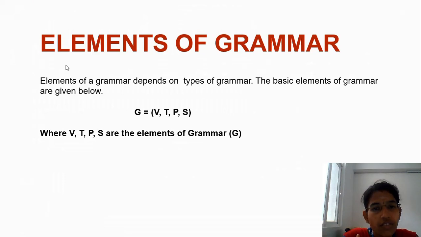Now, what are the elements used to make the grammar rules? There are 4 parts in a grammar: variables, terminals, production rules, and S for the starting symbol. The elements of a grammar depend on the type of grammar. So these are the basic elements. Grammar G is the combination of variables, terminals, production rules, and S. S means the starting symbol.